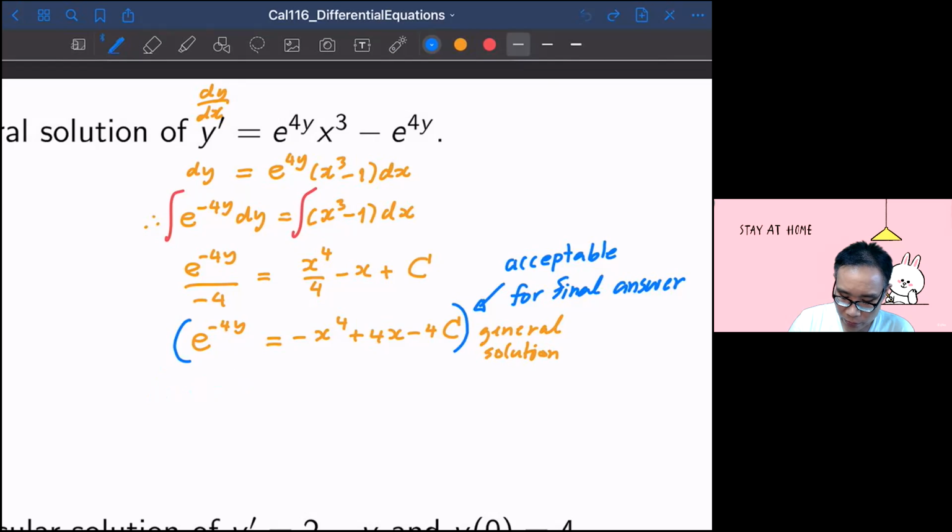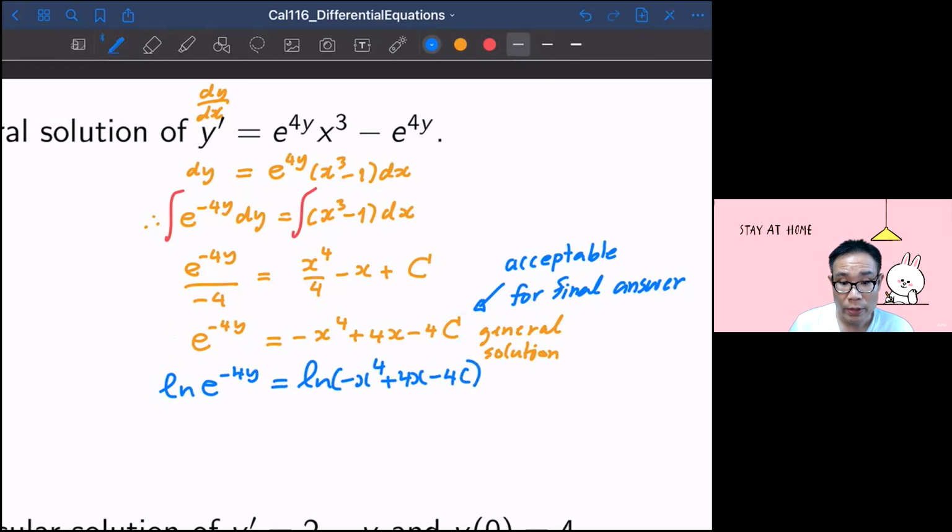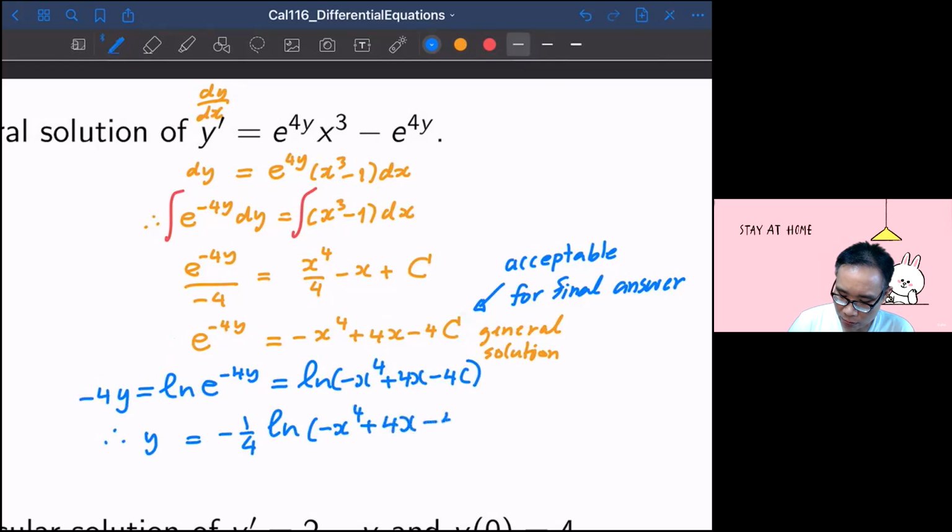let me erase this one a little bit. So you just take log of e to the negative 4y equal to log of negative x to the 4th plus 4x minus 4c, okay? And then this guy will be negative 4y, okay? So you have y equal to negative 1/4 log of negative x to the 4th plus 4x minus 4c. Okay, so this one will be your y that will satisfy this differential equation.